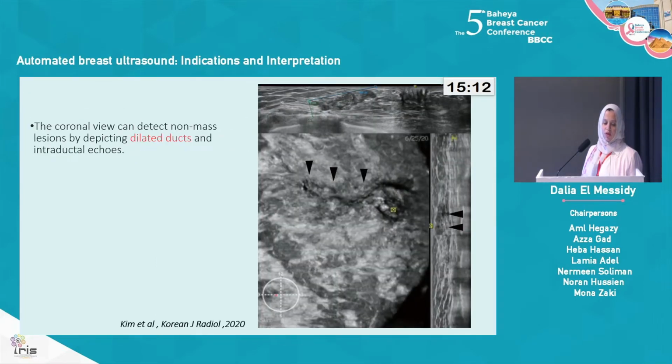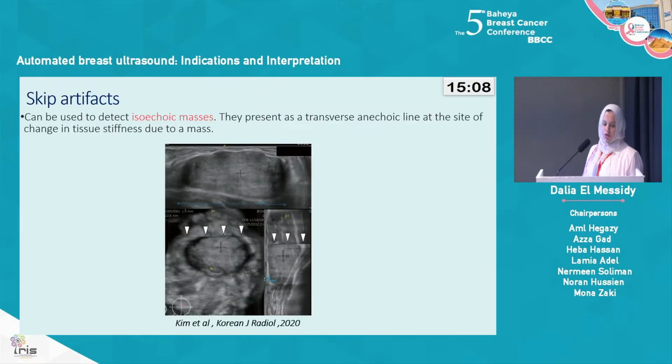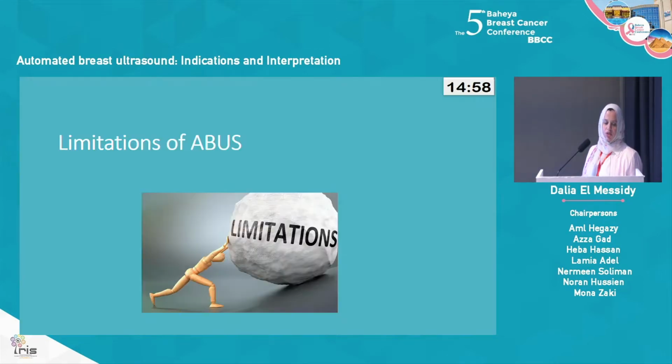The coronal view can detect non-mass lesions by depicting dilated ducts and intraductal echoes through their whole length. The skip artifact can be used to detect isoechoic masses. They present as a transverse anechoic line at the site of change in tissue stiffness.